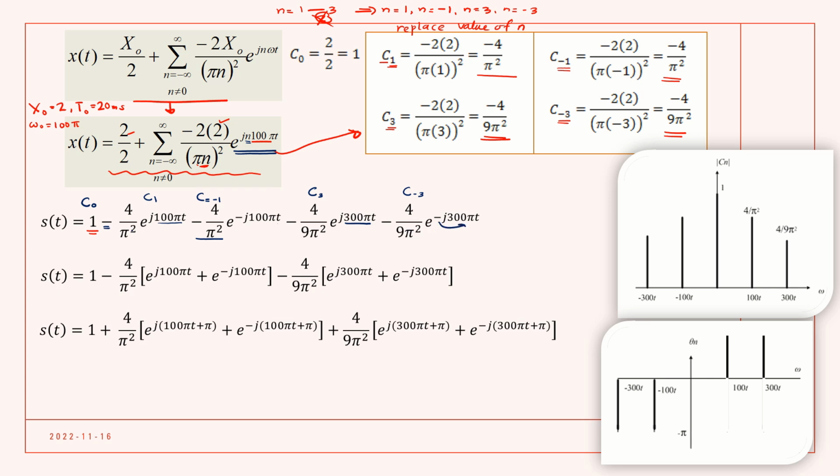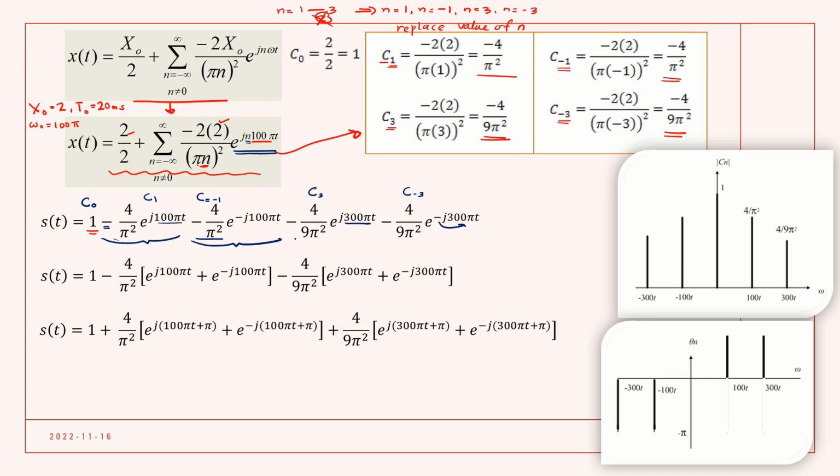Okay, so now let's simplify this equation. If we look at the second term and this term, they can be combined together. So we just bring negative 4 over pi squared in front, and then bracket e exponential j 100 pi t plus, minus times minus is going to be plus, so plus e minus j 100 pi t.